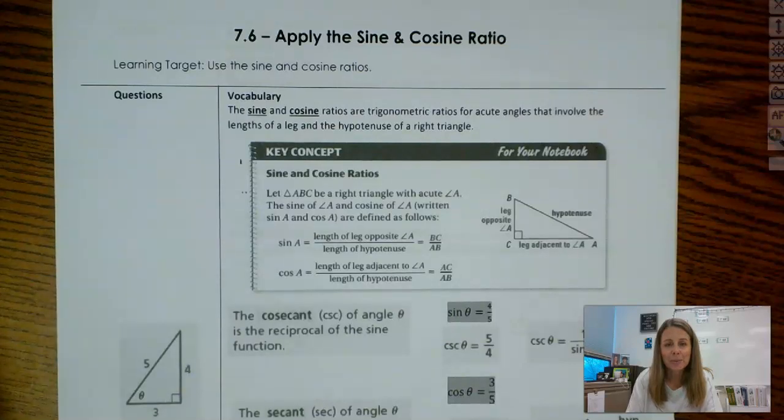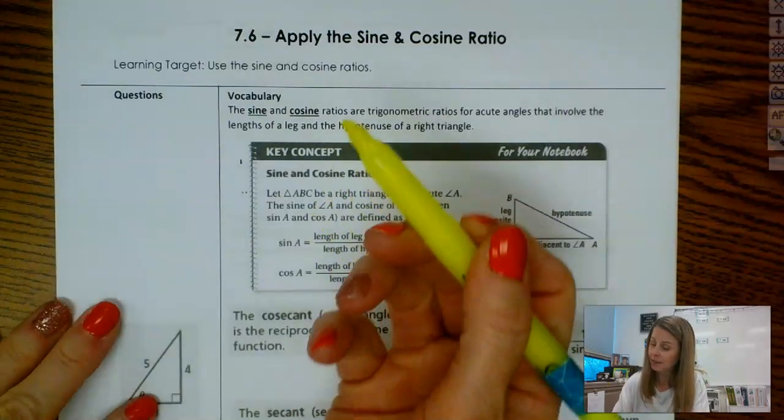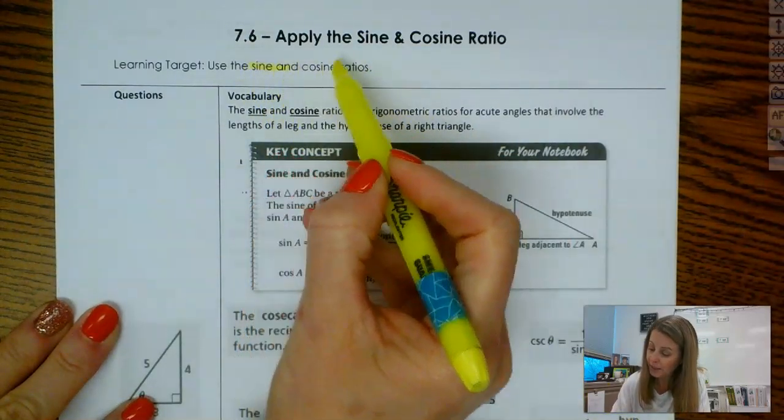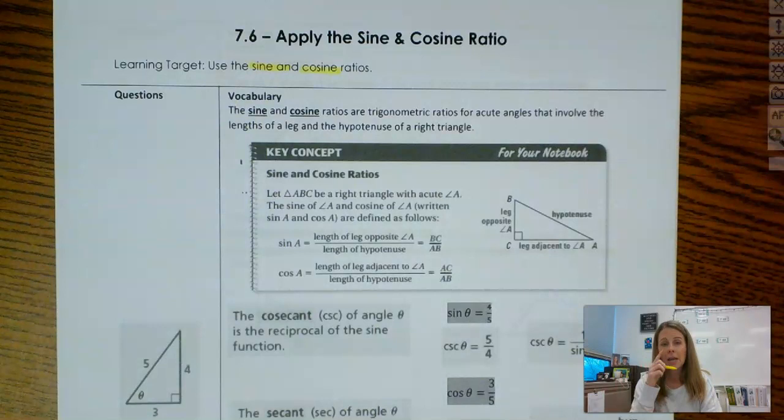Hello. Today we're moving on to sine and cosine. The lesson before this one is the tangent ratio. So there are two more trigonometric functions. They are called sine and cosine. And so our goal for today is to learn about what those are and use them to solve problems.